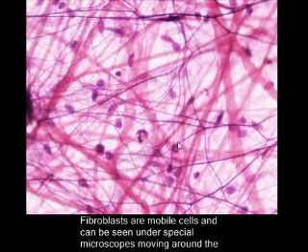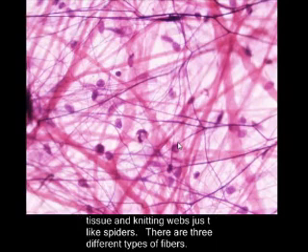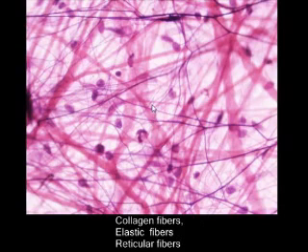Fibroblasts are mobile cells and can be seen under special microscopes moving around the tissue and knitting webs just like spiders. There are 3 different types of fibers: collagen fibers, elastic fibers, and reticular fibers. So the pinkish or reddish thread looking structures are collagen fibers, and these purple looking threads, which are smaller in diameter compared to collagen fibers, are elastic fibers.